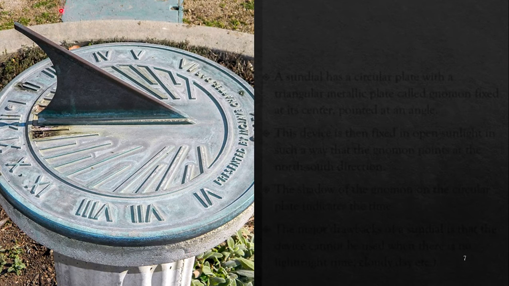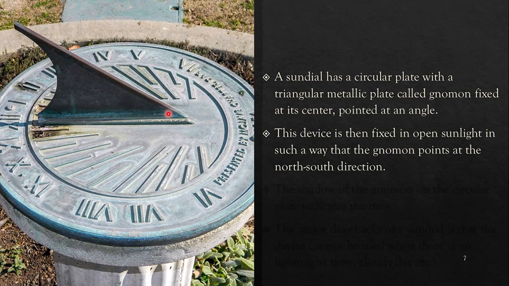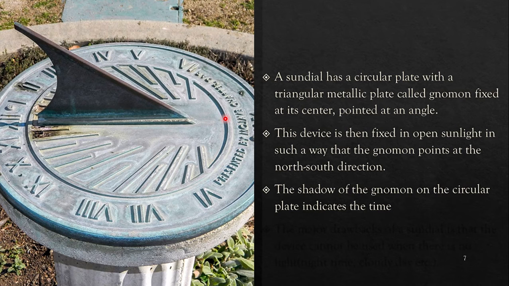This is a sundial. A sundial has a circular plate with a triangular metallic plate called gnomon fixed at its center, pointed at an angle. This is the gnomon. This device was then fixed in open sunlight in such a way that the gnomon points in the north-south direction. The shadow of the gnomon on the circular plate indicates the time. So in the picture given alongside, the gnomon is pointing at XII, which is Roman numerals for 12. So that means it is probably 12 o'clock when this picture was taken.